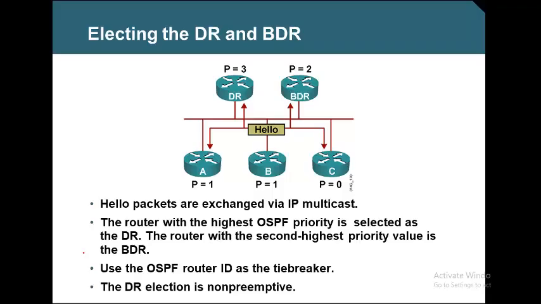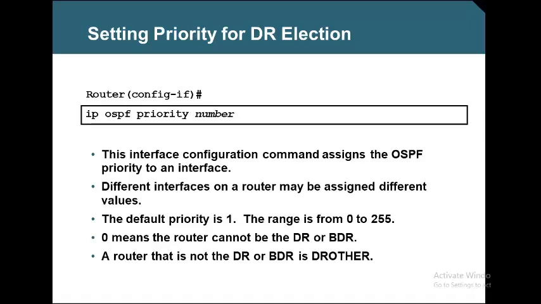This is the command to change the priority. Don't try configuring this command on a serial link. If you configure it, it will accept it, but it won't make any difference, because in a serial link there is no DR/BDR election. So there is no use of changing priority. But in the Ethernet link, priorities are advertised in the hello packet.